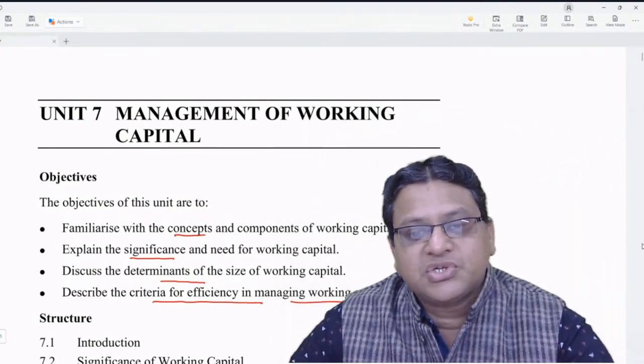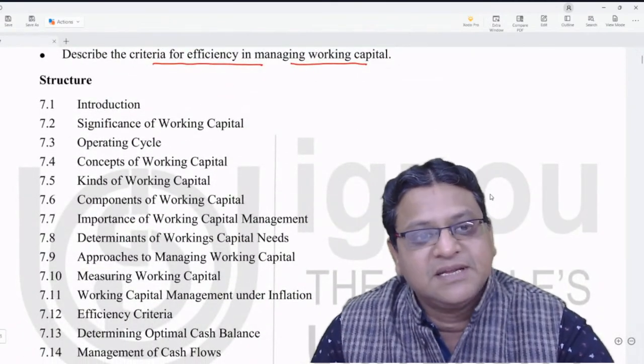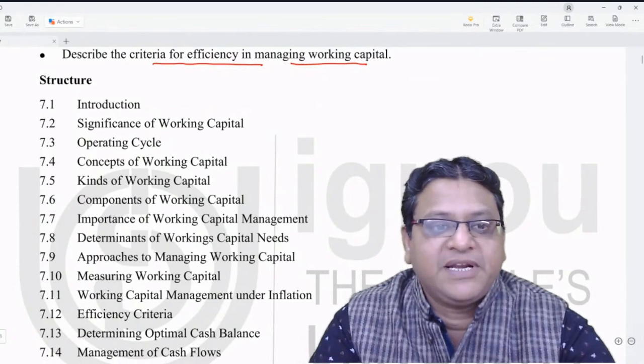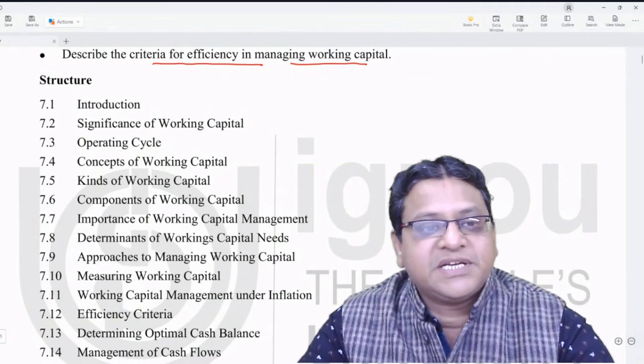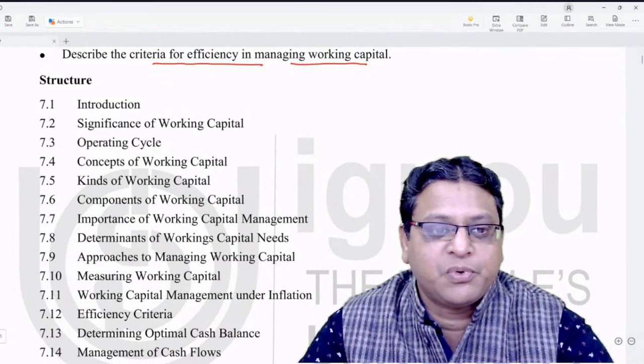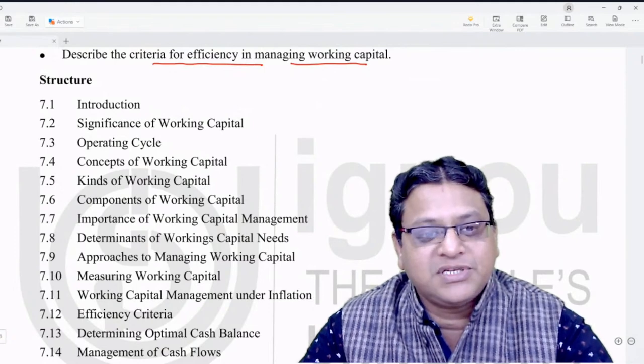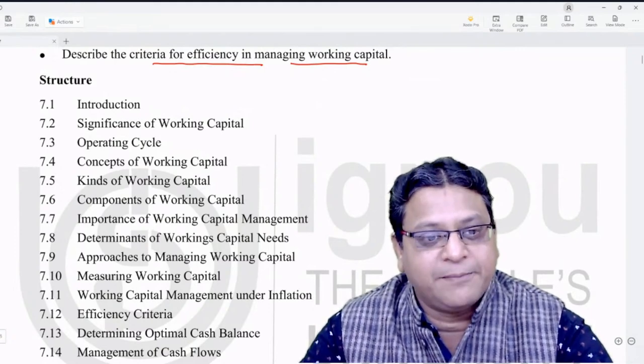What will be our structure of discussion? Our structure of discussion will be like this. First, we will give an introduction of working capital. Next, we will discuss the significance of working capital. Next, we will focus our discussion on the operating cycle. What is the importance of the operating cycle in working capital?